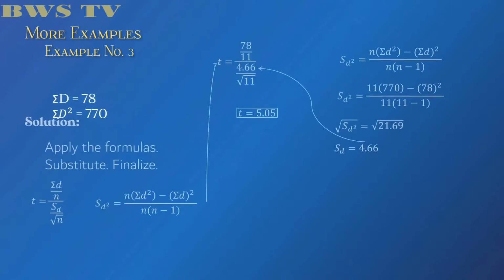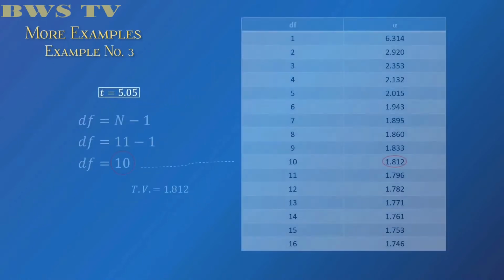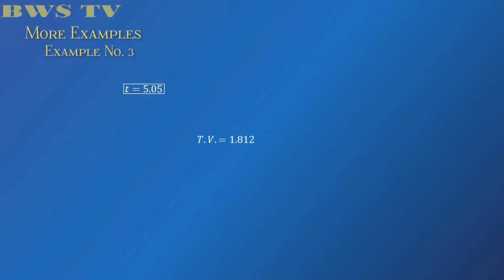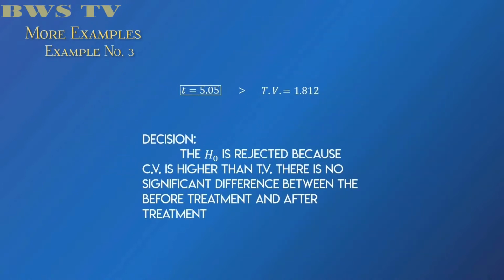Apply the formulas that you have learned in the previous examples. Remember to solve the s sub d and the t. You also need to substitute, then finalize. Solve for the degrees of freedom. The answer for TV is equal to 1.812. Decision. The HO is rejected because CV is higher than TV. There is a significant difference between the before treatment and after treatment.